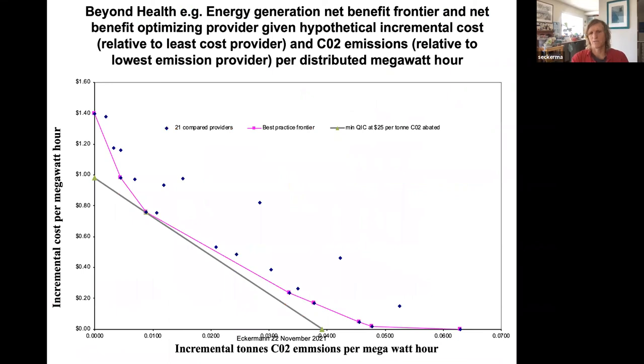Okay, and then finally, and this was for Thomas, who probably isn't there, obviously these methods are generalizable to any setting. So I've looked at some health applications, but in reality, you can use it in any setting. So here's what you might look at if you were looking at energy generation with a net benefit frontier and net maximizing provider, where we're trying to minimize cost and CO2 emissions and looking at which providers might be best.